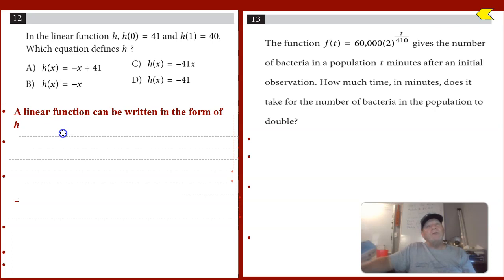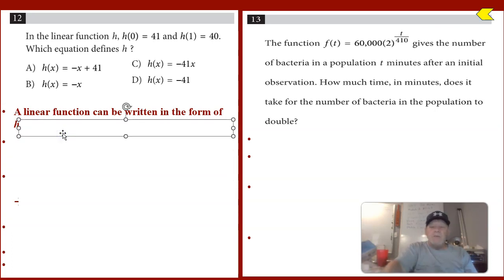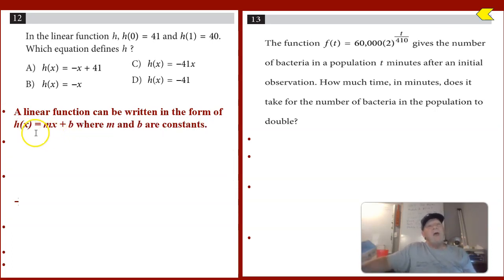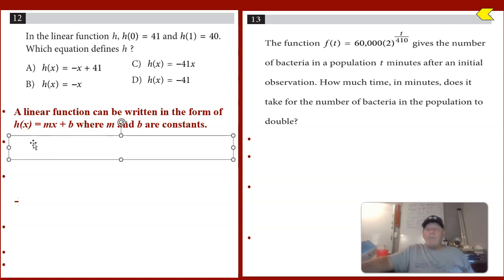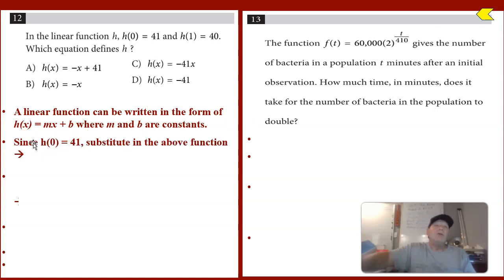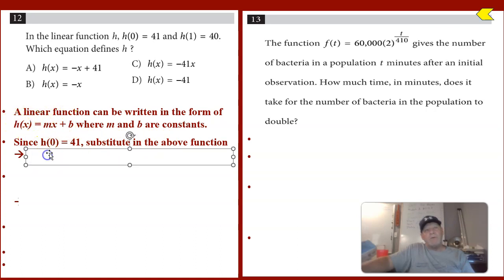So a linear function can be written in the form h of x equals mx plus b. And you might remember that from your algebra class because y equals mx plus b is the slope-intercept form, where m and b are constants, and of course m will be the slope, b will be the y-intercept. So since h of 0 is 41, I use the substitution property and substitute it in this equation that we have up here.